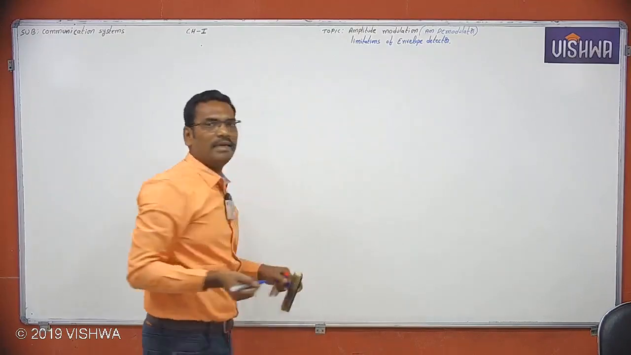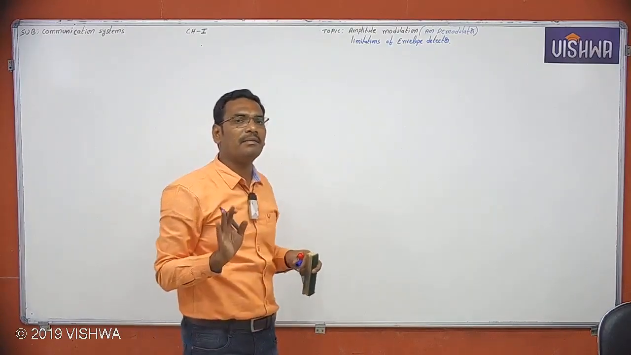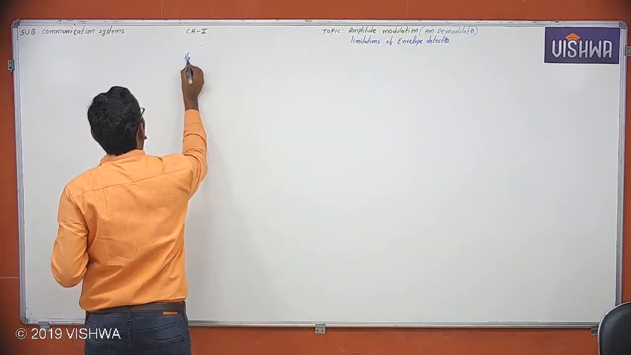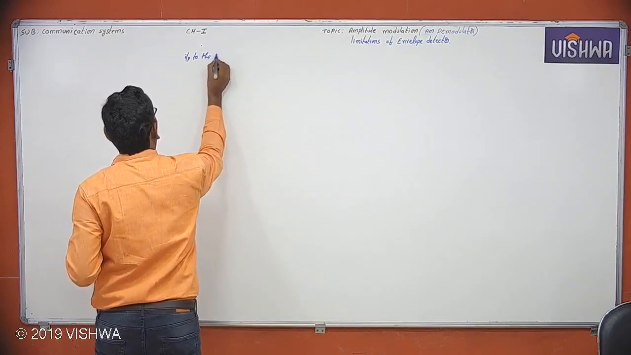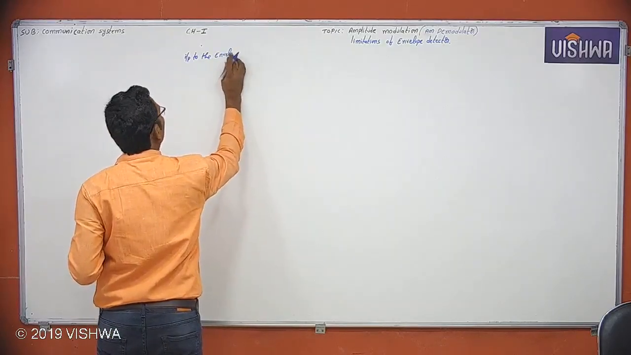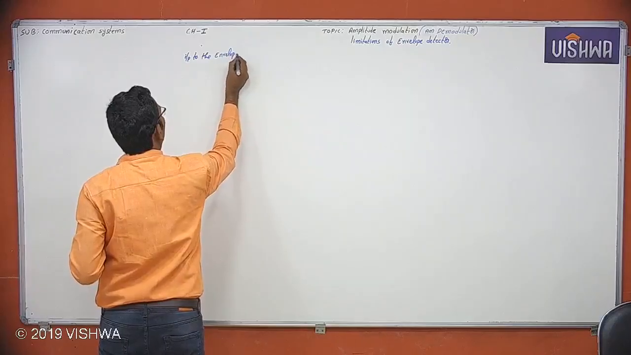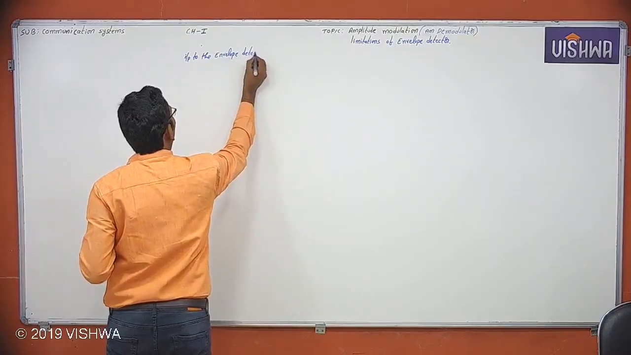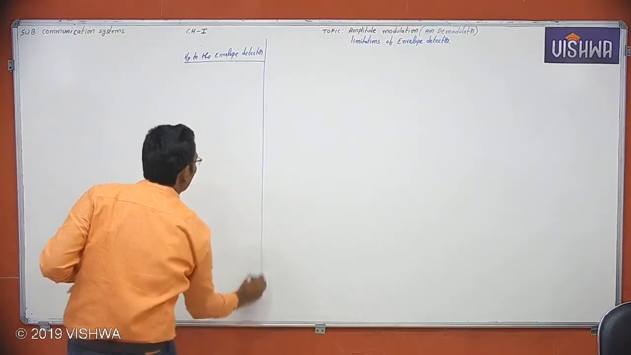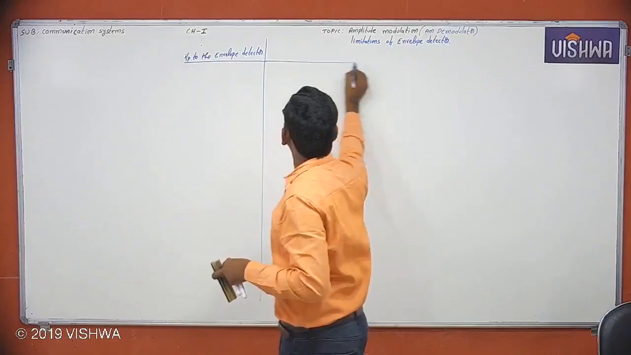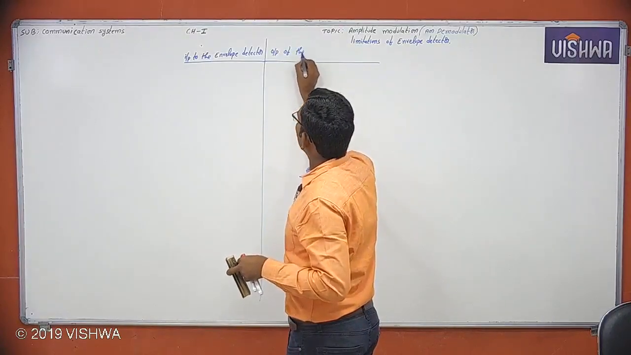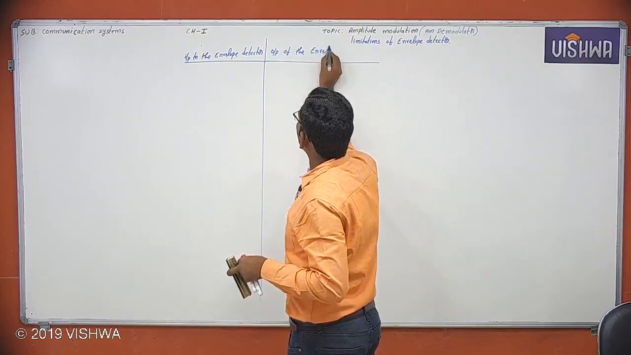The purpose of Ka, what is Ka? Ka is normalizing the peak amplitude of the message signal. Now this is the input to the envelope detector, and this is the output of the envelope detector.